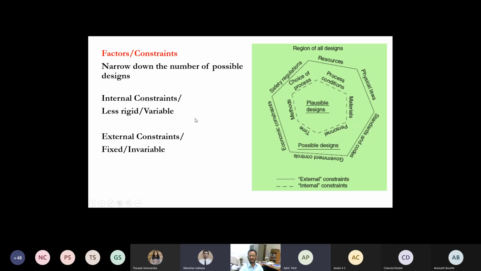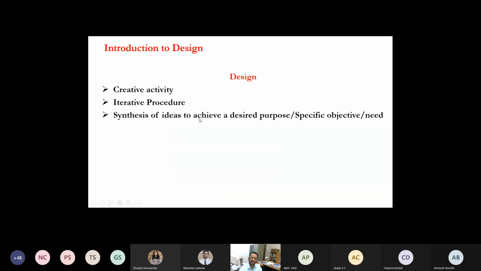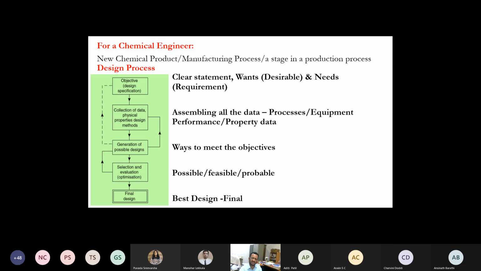Oh, okay. Sorry. So whatever we discussed about introduction to design. What is the design process? What are the steps in the design process? It is an iterative process. We have objective, then data collection, then identify the possible designs, and then we have to select and evaluate for a final design.